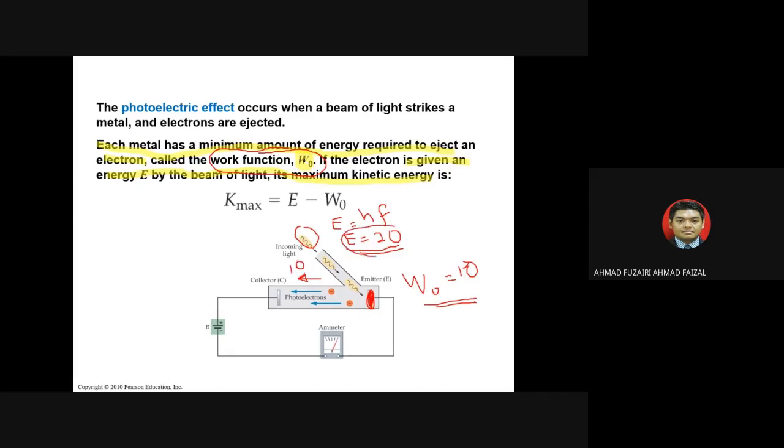So again, you supply 20, for example. This is just some random value, by the way. And then to eject an electron, the work function is 10. So you require 10 to eject the electron. So 20 minus 10, the remaining is 10. So this 10 becomes the maximum kinetic energy. So that is what is meant by this equation. So Kmax, which is this 10, is the balance energy. This E is the 20, and this W naught is the work function.